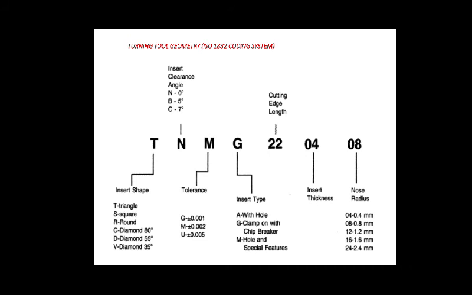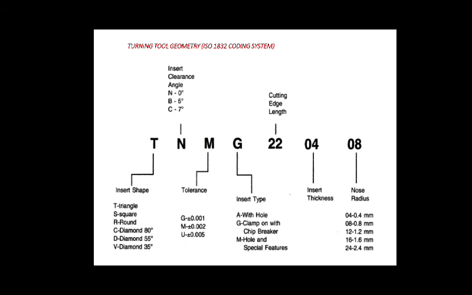And the second is N. N is the second designation, our insert clearance angle. If N is there, that means 0-degree clearance angle. If B is there, then the insert clearance angle is 5-degree, and if C is there, then there is a clearance angle of 7-degree. And the third letter defines the tolerance.